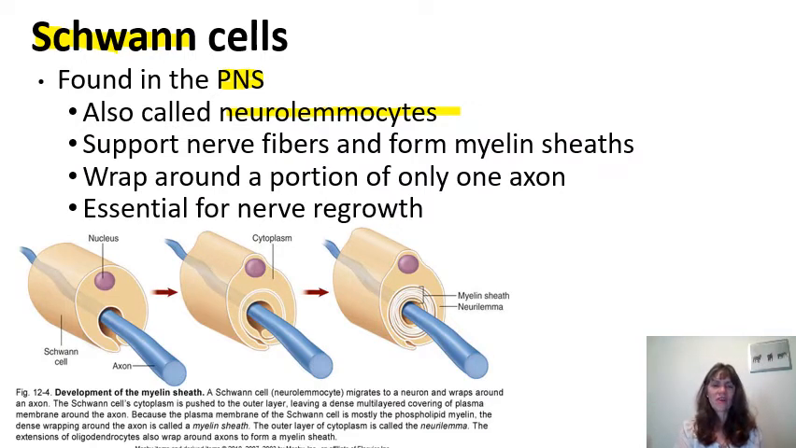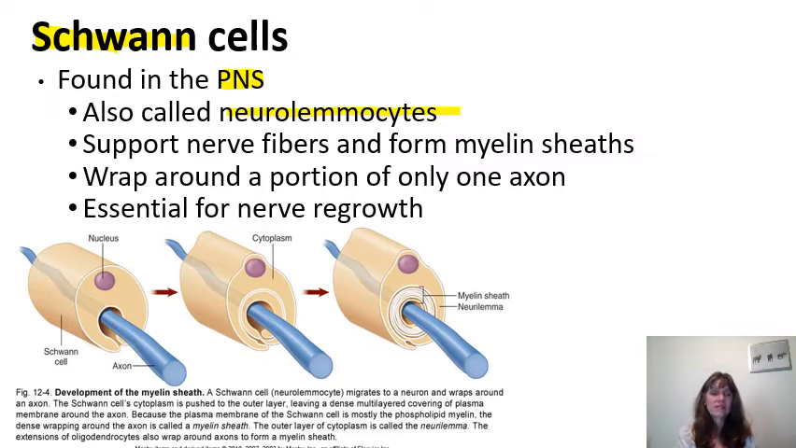Schwann cells wrap their entire self around axons, and multiple Schwann cells will wrap themselves around the length of just one axon. Whereas with oligodendrocytes, one oligodendrocyte could extend its membrane to wrap around numerous axons. One Schwann cell will wrap around an axon, and then we'll have multiple Schwann cells in the peripheral nervous system.